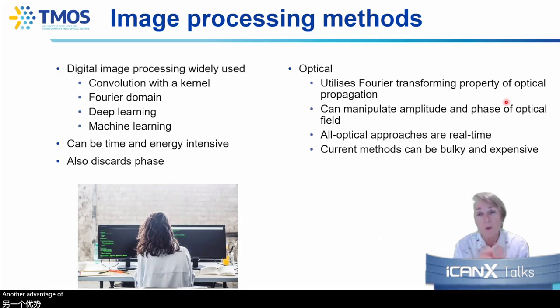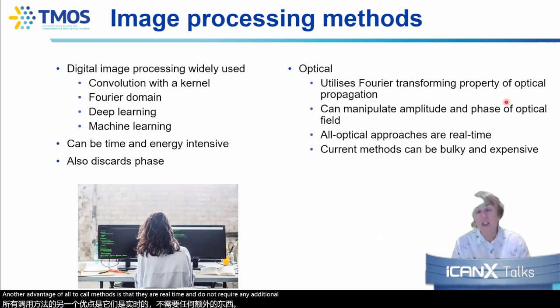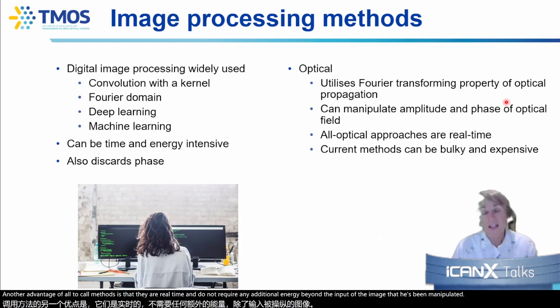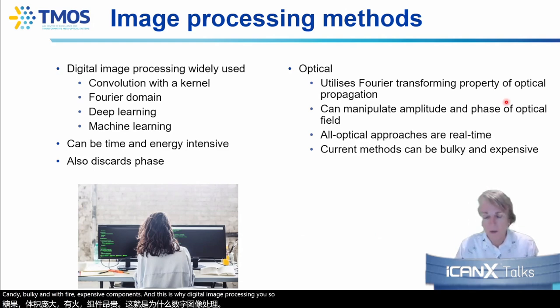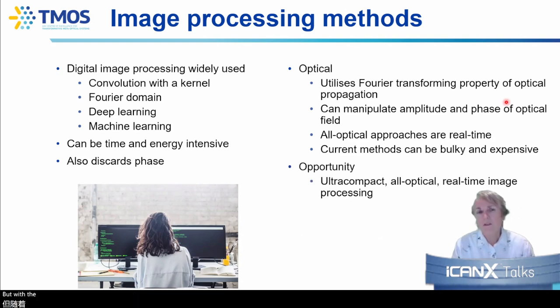Another advantage of all optical methods is that they are real time and do not require any additional energy beyond the input of the image that is being manipulated. Now, as I mentioned, in the context of phase imaging, current methods for all optical image processing can be bulky and require expensive components. And this is why digital image processing is so widely used. But with the rise of access to nanophotonics, there is this interesting opportunity to develop ultra-compact, all-optical, real-time image processing using chips that can be relatively inexpensive.